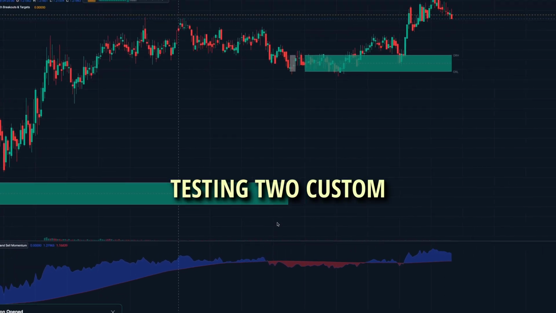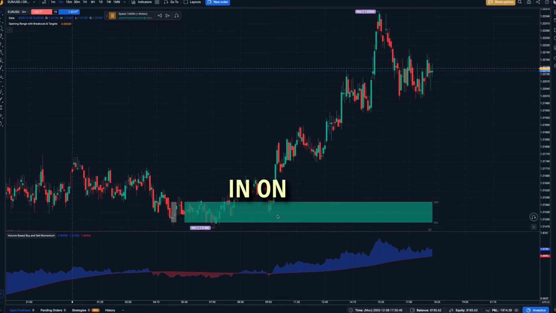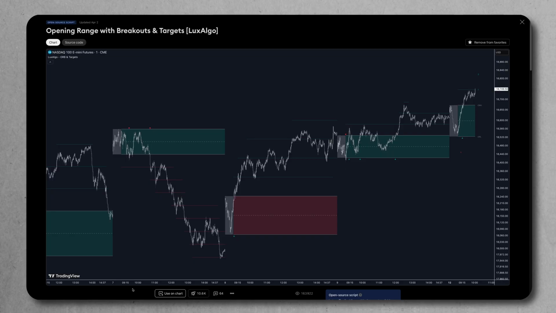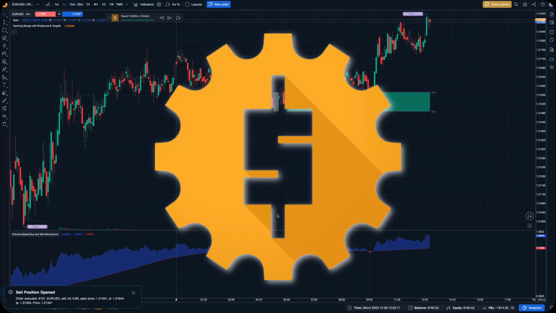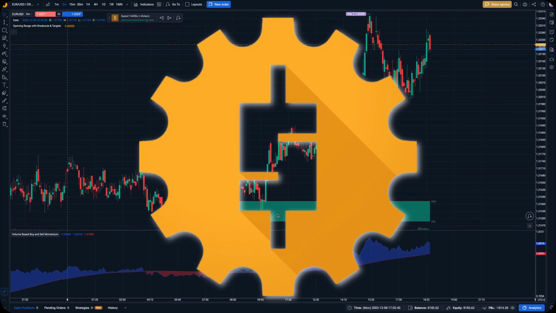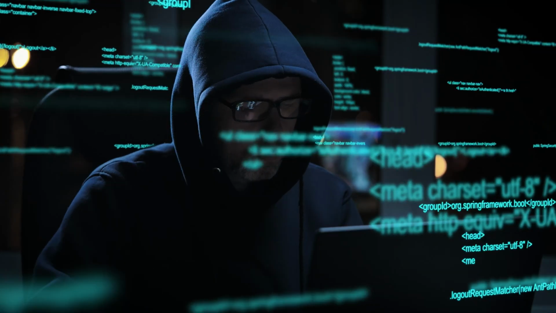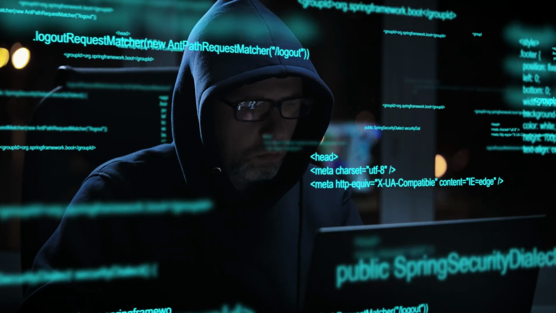Today we'll be testing two custom indicators previously featured in one of our videos: opening range breakout and volume-based buy and sell momentum. We'll use Forex Tester Online for these tests. Both indicators have been converted from TradingView PineScript to JavaScript for this platform.